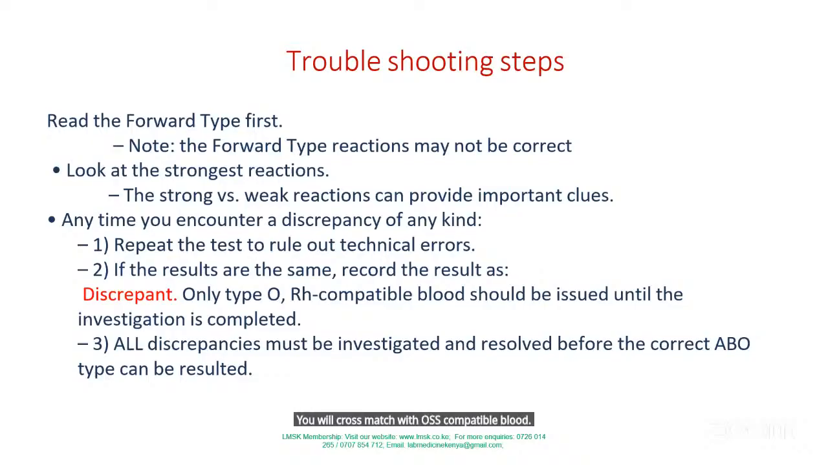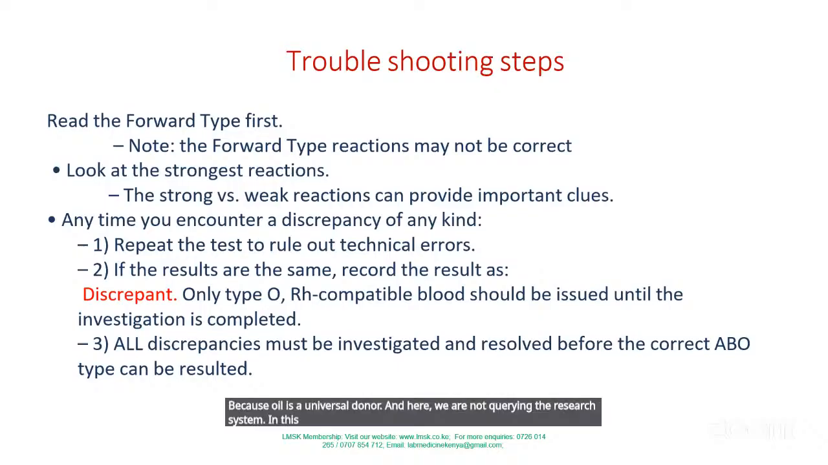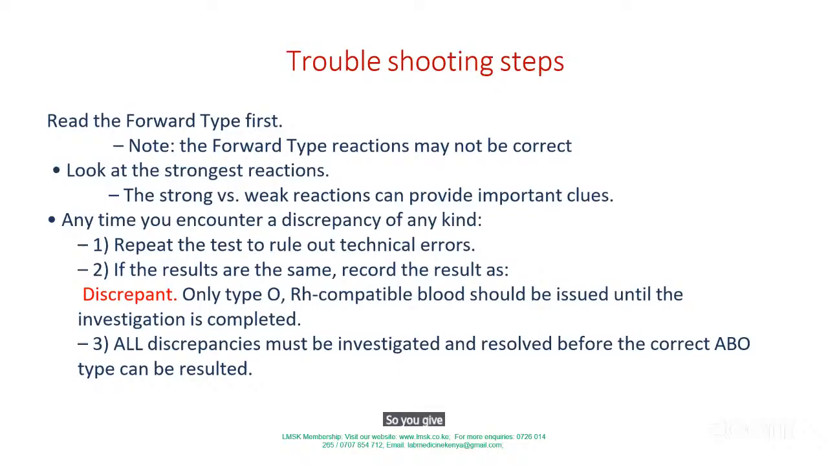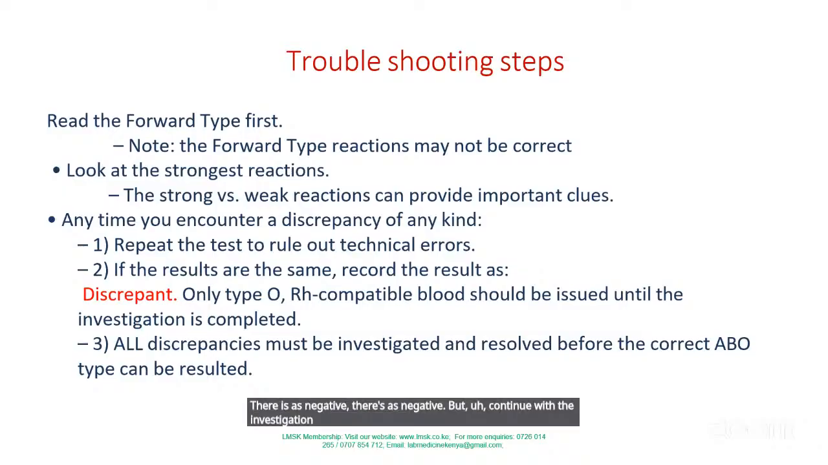The patient may be A or B, and it is discrepant, you don't know their group, because O is a universal donor. And here we are not querying the rhesus system in this ABO discrepancy. So if the patient is rhesus positive, give them rhesus positive. If rhesus negative, give them rhesus negative. But continue with the investigation. And once you've resolved that, then you can give the patient's blood type.